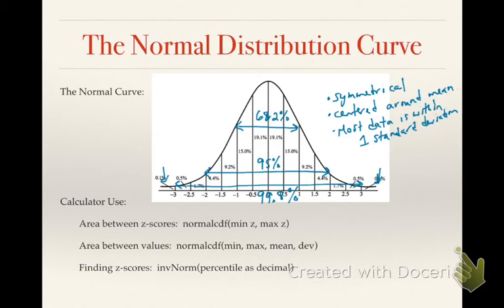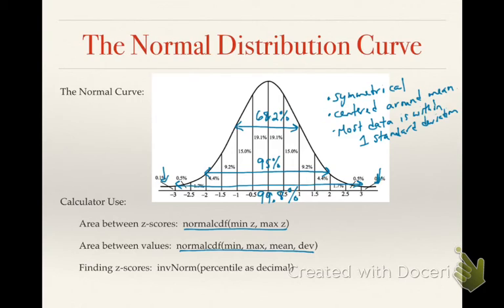Now there are ways we can use our calculator to find out the percent between 2 values, or what's called area under the curve. You could use your z-score chart, and I'll show how to use that in a moment. But the easiest way, because you're not necessarily going to be given a z-score chart or this particular graph, is to use your calculator to do normal CDF. There are 2 ways you can use normal CDF. The first way is using z-scores, and the second way is using the data values itself.